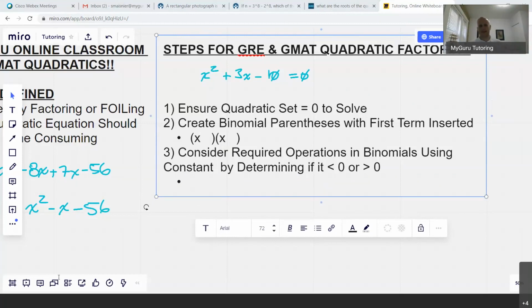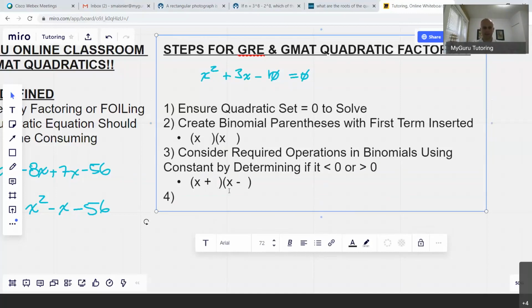So if I want to create a negative 10, what do our operations in the binomials have to be? We know we still have x, and then we've got to have a plus and a minus, because if we don't have a plus and a minus, we're not going to be able to get to a negative 10. So now we've got plus and minus. We know that that's going to be the case.